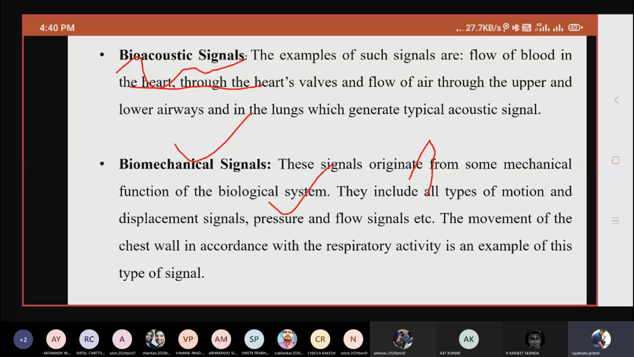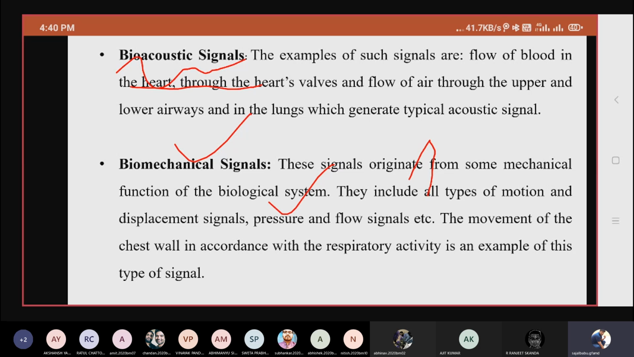Okay, and coming on to the other type, that is biomechanical signals. So coming on to the biomechanical signals, like the motions, displacement, like whenever you are walking. Let us consider whenever you are walking, so there may be joint angle variation, or there may be displacement. So all these are your mechanical signals, or there may be pressure, and whenever you are inhaling and exhaling, your chest walls will move up and down. So all these are biomechanical signals.